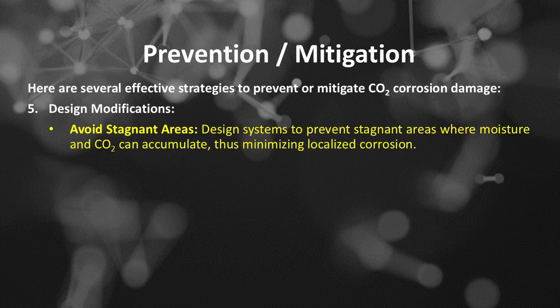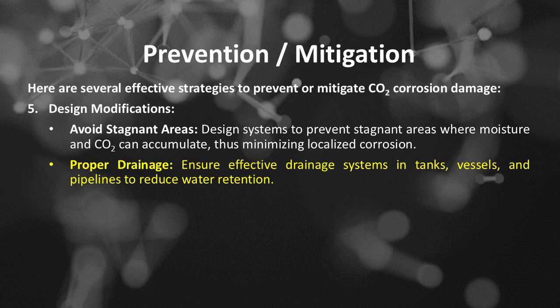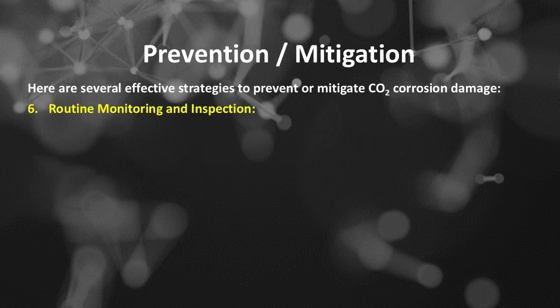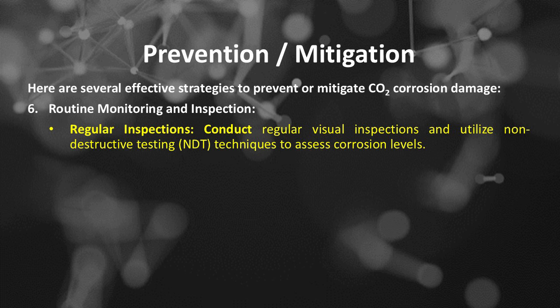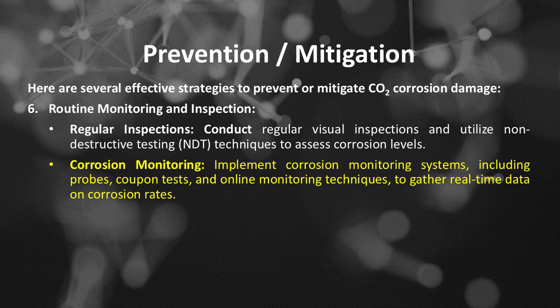Avoid stagnant areas. Design systems to prevent stagnant areas where moisture and CO2 can accumulate, thus minimizing localized corrosion. Proper drainage. Ensure effective drainage systems in tanks, vessels, and pipelines to reduce water retention. Number 6 is routine monitoring and inspection. Regular inspections. Conduct regular visual inspections and utilize non-destructive testing, or NDT, techniques to assess corrosion levels. Corrosion monitoring.